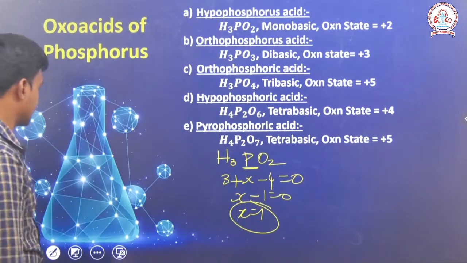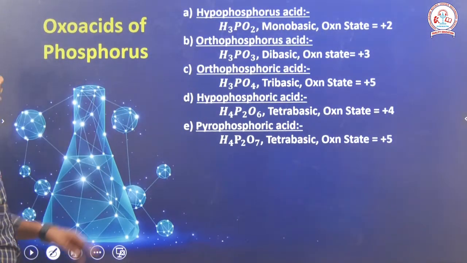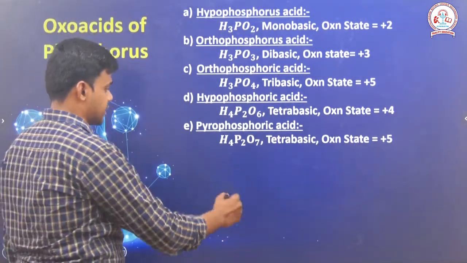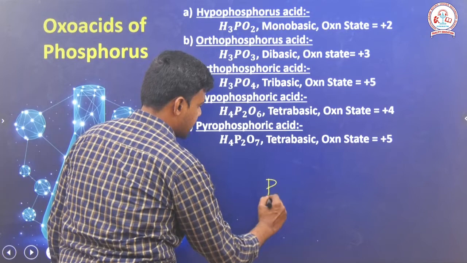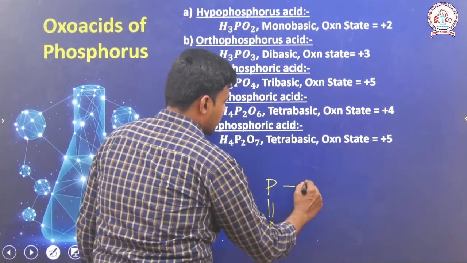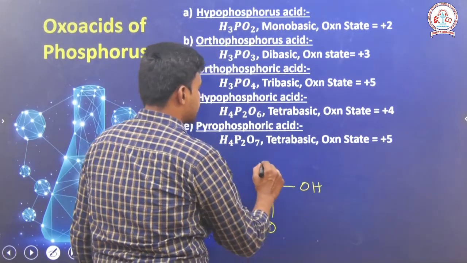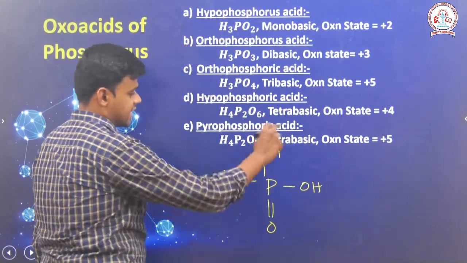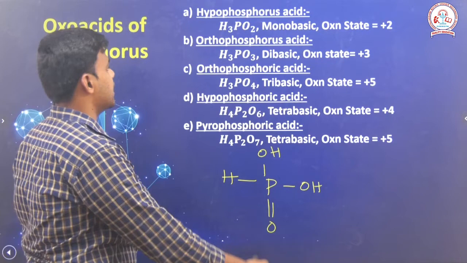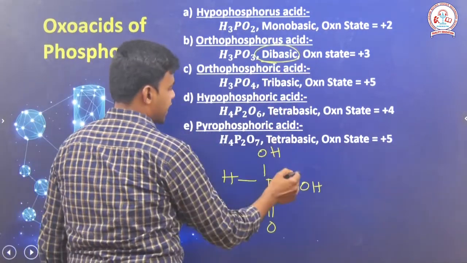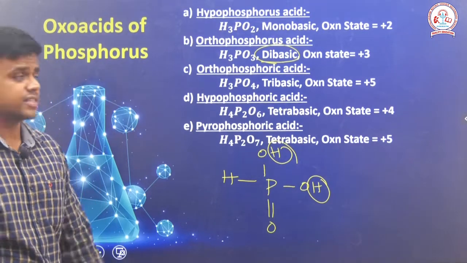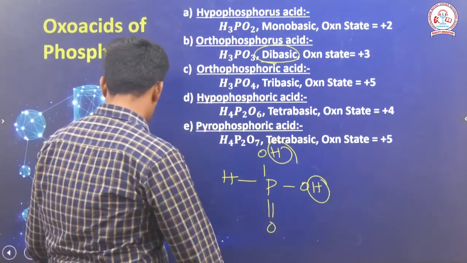Then the next one is orthophosphorus acid. Orthophosphorus acid is H3PO3. Structurally it can be written as P double bond O. In all the cases you are replacing a hydrogen with OH, that is it. So this is H3PO3. It is a dibasic acid, 2 hydrogen are capable of being replaced, and the oxidation state over here is +3.